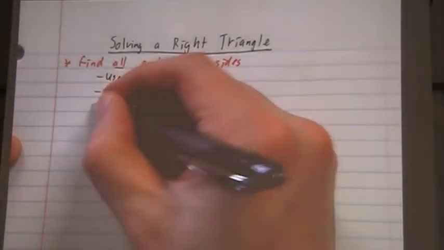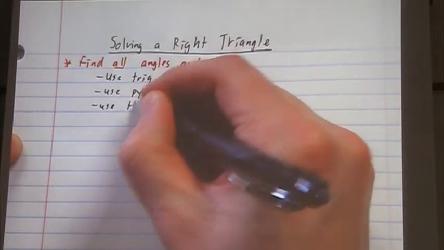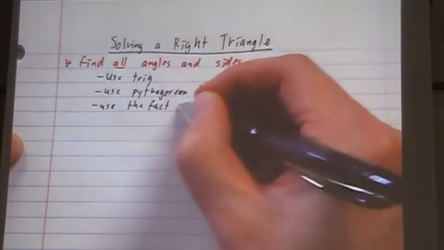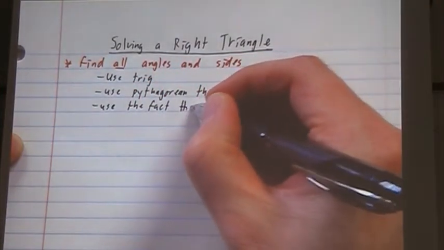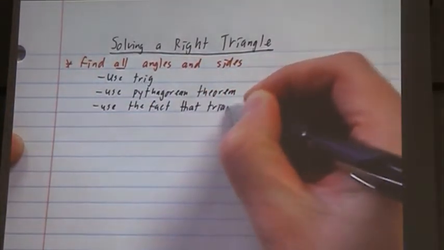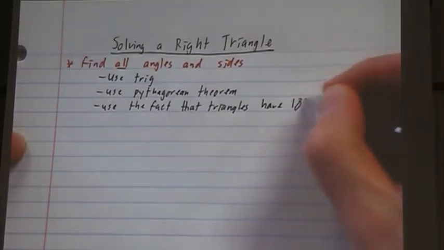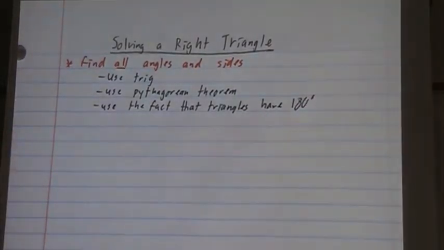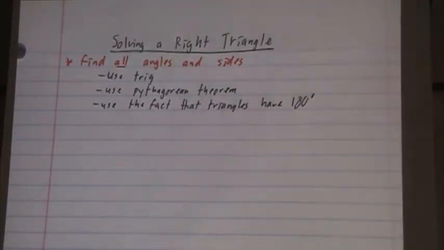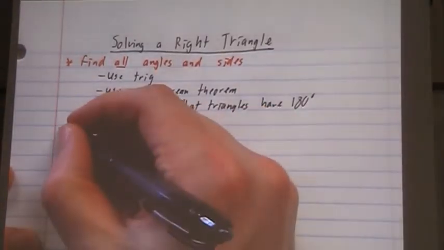And you're definitely going to want to use the fact that triangles have 180 degrees. Okay? So we got trig, Pythagorean theorem, and 180 degrees. That's what we're using here. I'm going to give you two examples of the two situations you will see, or you could see, with these problems. So, first example.